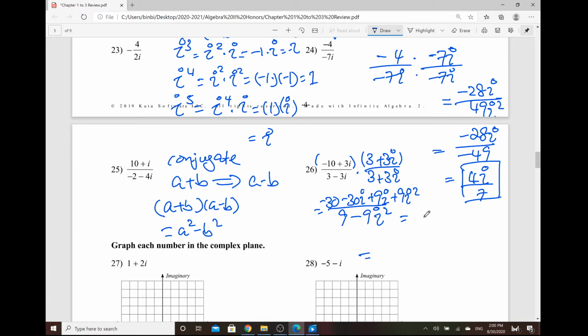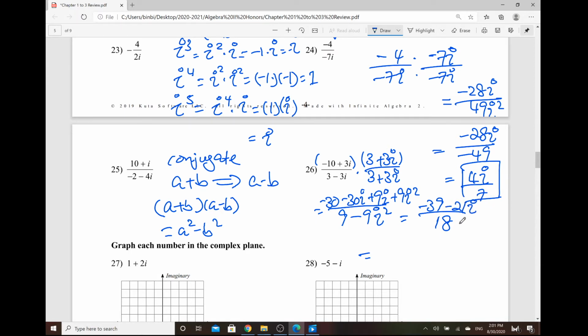So now this one turns out to be 9 minus 9 times negative 1. So 9 plus 9, which is 18. And then the numerator, we want to combine the like terms. So again, this one turns out to be negative 9. So negative 30 minus 9, negative 39. And then negative 30i plus 9i, that'll be minus 21i.